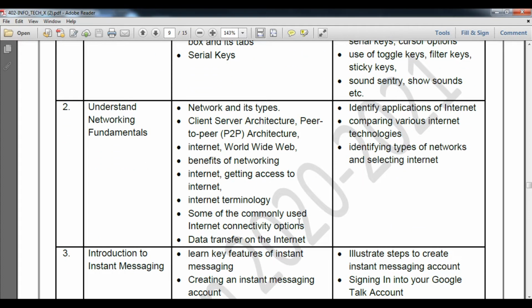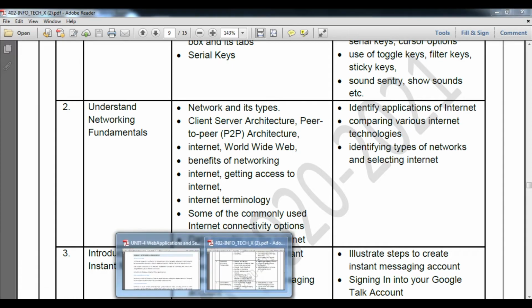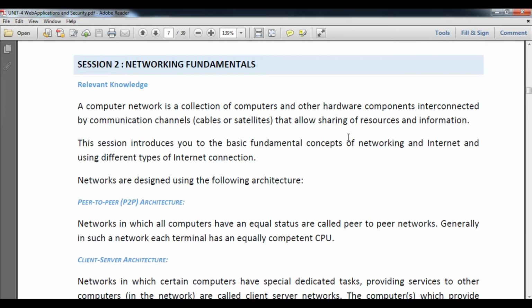Under this, we will cover today network and its types. We will understand what is a network, its types, and their architecture. I mean to say client-server architecture, P2P architecture, etc. So let's begin with the theoretical part first. As you can see, students, NCERT provides the study material for that. Here, session number 2, networking fundamentals.